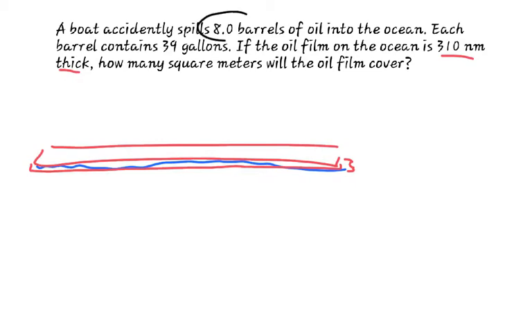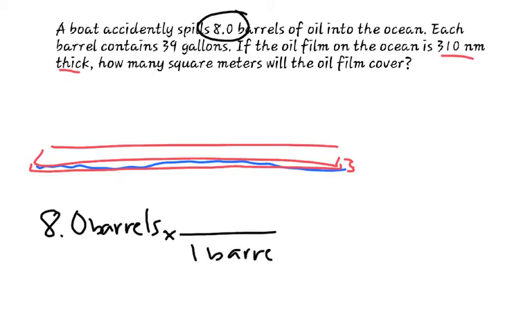We're given 8 barrels, so we know exactly 8 barrels have spilled into the ocean. Alright, what can we figure out from this 8 barrels? Well, we know that every 1 barrel contains 39 gallons of oil. So the barrels cancels out, and now I know how many gallons is in the ocean.